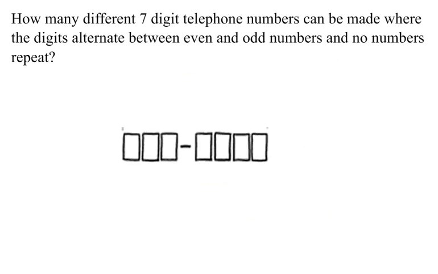All right, so here's our last problem. We're going to look at how many different 7-digit telephone numbers can be made where the digits alternate between even and odd and no numbers repeat. All right, so I'm going to just put my even numbers over here. So 0, 2, 4, 6, 8, and then I'll have a list of odd numbers, 1, 3, 5, 7, 9. I can see I have 5 of each. Now, it didn't tell me what the first one had to be. So I actually have 10 options here.